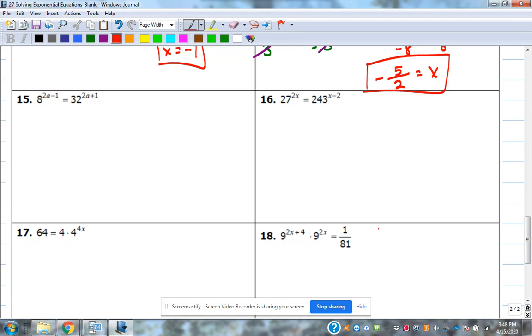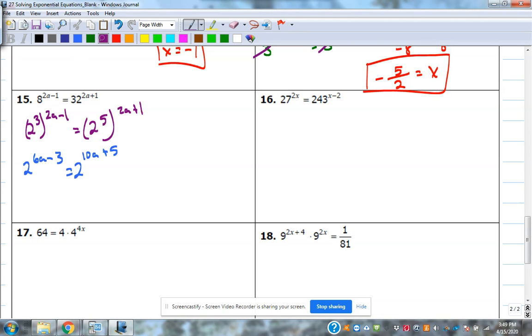15. And we got an 8 and a 32. So anytime I see those numbers, it makes me think of 2s. So I know this is 2 to the 3rd, so the 2a minus 1, and 32 is 2 to the 5th, to the 2a plus 1. And I want to distribute: 2 to the 6a minus 3 equals 2 to the 10a plus 5.